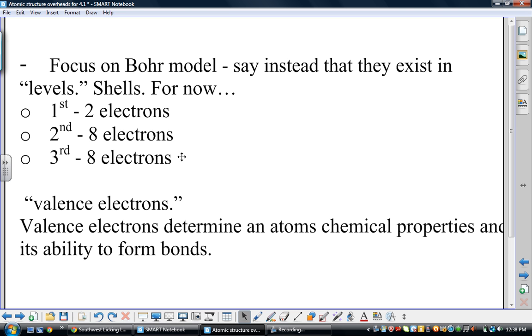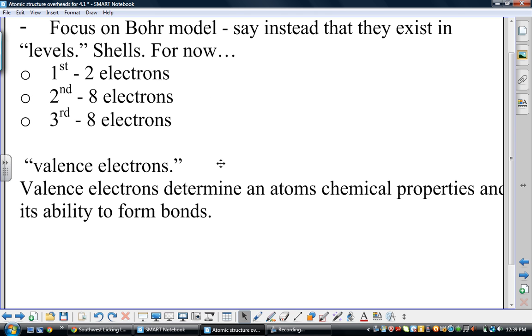Now again, we're using a model of the atom here that's not the most modern model. We're even using a simplified model of that. So this isn't actually true. The electron levels are much more complicated than this, but this is a simplified version that will allow us to work with the students to identify electron positioning and the behavior of different elements.